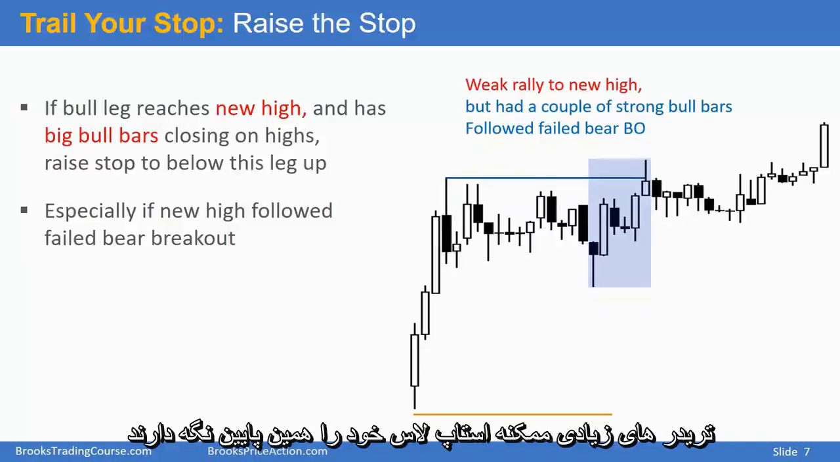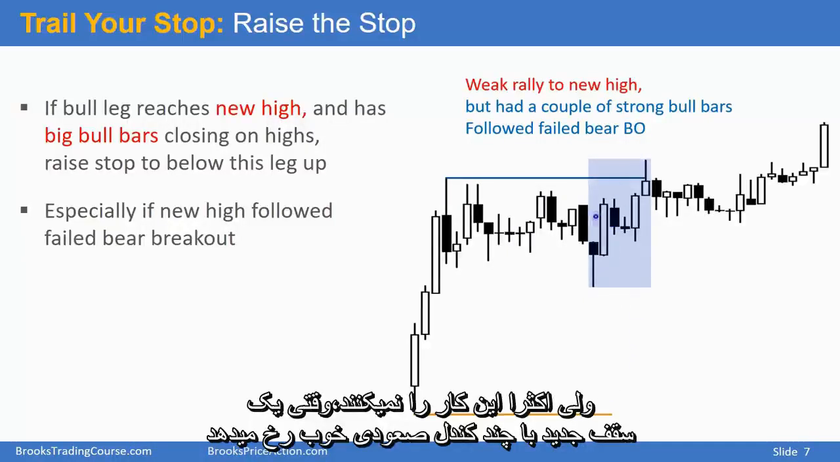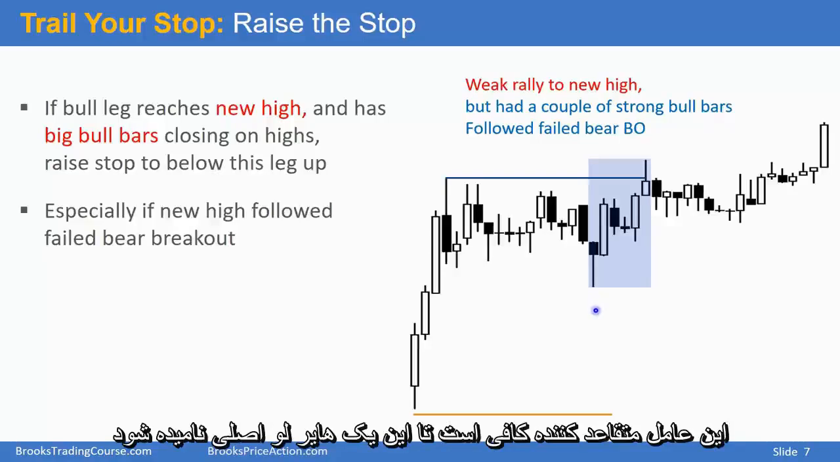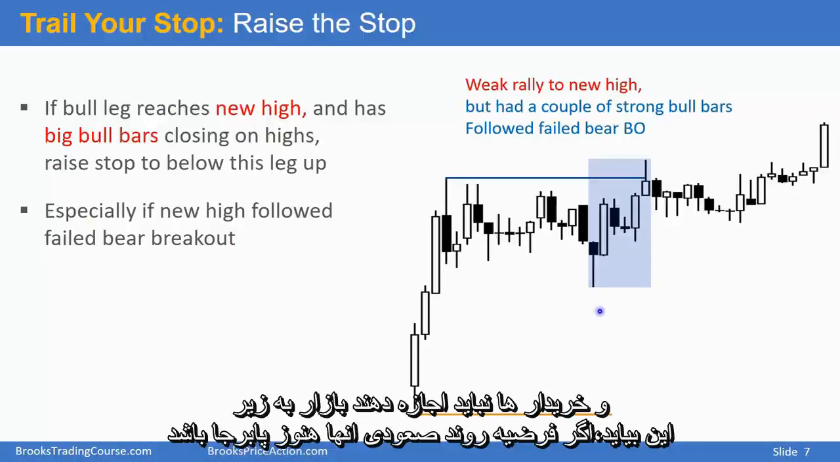A lot of traders might still keep their stop down here, but most would not. After you get a new high with a couple decent bull bars and you're getting a failed breakout below the trading range, that combination of factors is enough to make this a major higher low, and the bulls should not allow the market to fall below it if their premise of a bull trend is still valid.